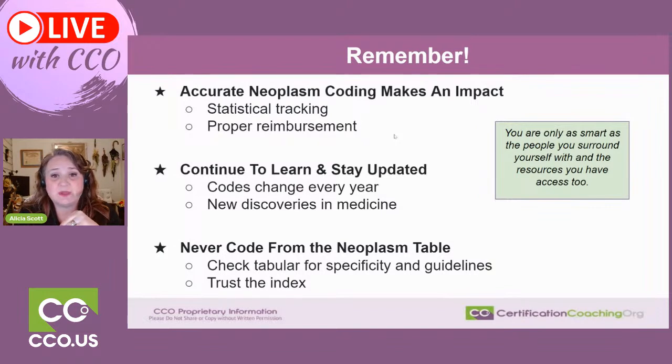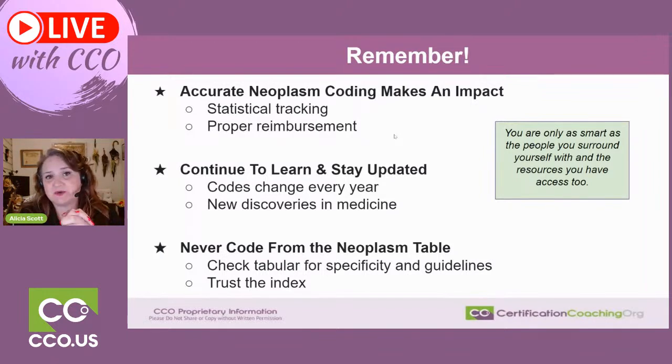Never code from the neoplasm table. All the information is not there. Even if you see a code that doesn't have the hyphen and you think, okay, that's the entire code, no, you have to go out to the neoplasm table to confirm there are no guidelines, there are no excludes in there, that there are no little nuances that tell you don't code this code with another code. And it gives you further suggestions for higher specificity sometimes.